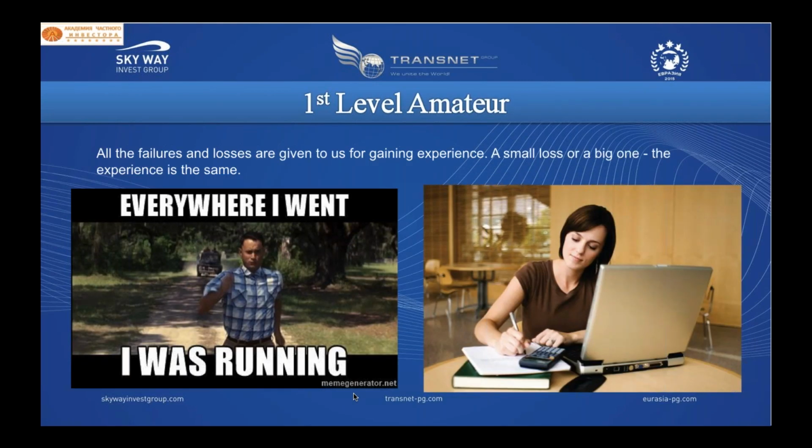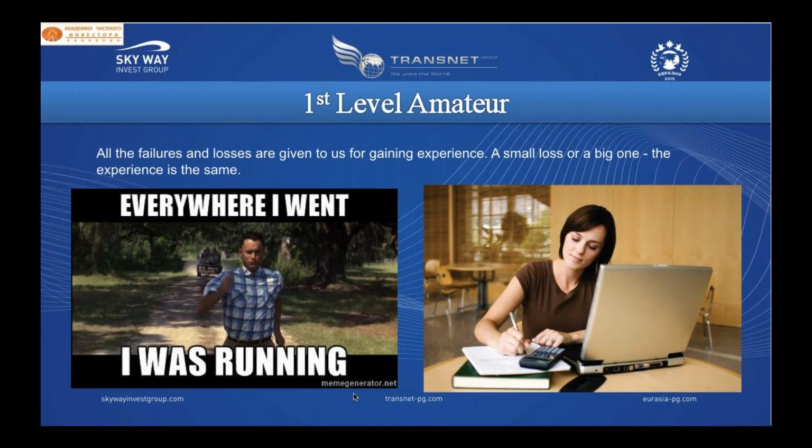Number 3 is first level amateur investor. So this will be people who understand that all losses are a way of gaining experience. So small loss or big one, it doesn't really matter, it's still experience. First level amateur investors are people who have already tried different investments, they failed, or the company got shut down, or all of a sudden they realized that it was a pyramid scheme, but at the same time they are okay with it.